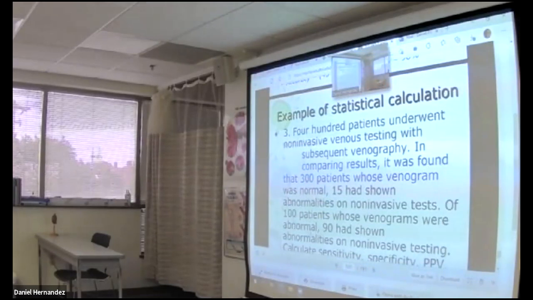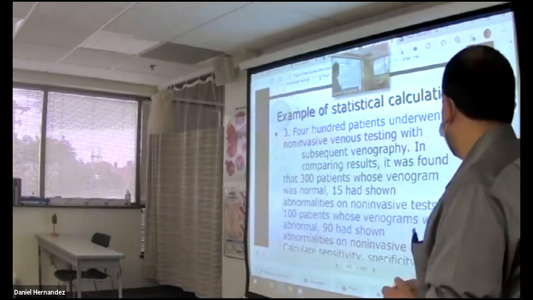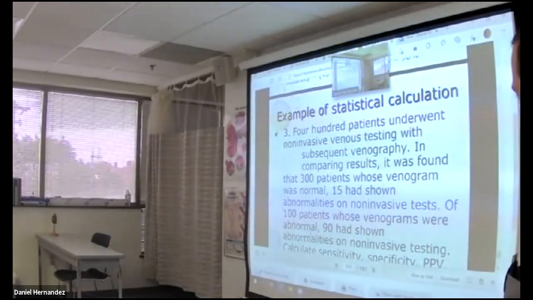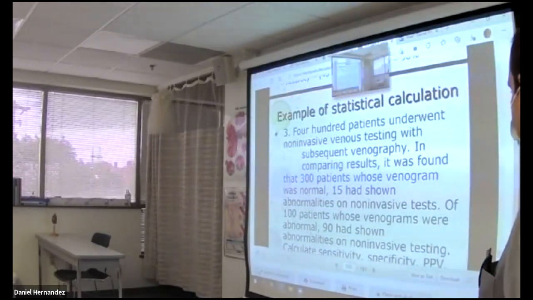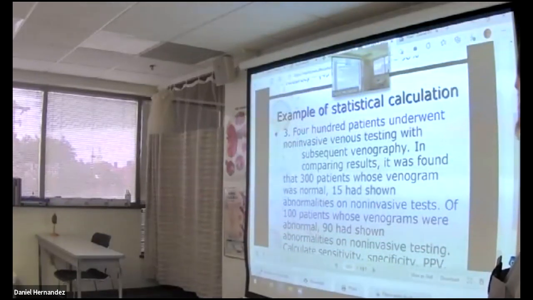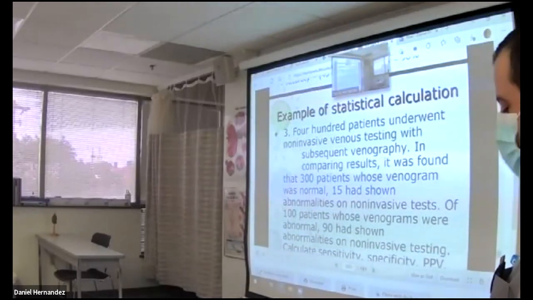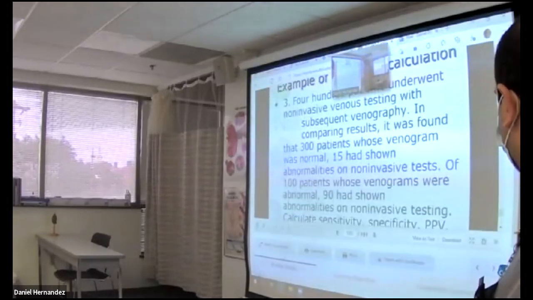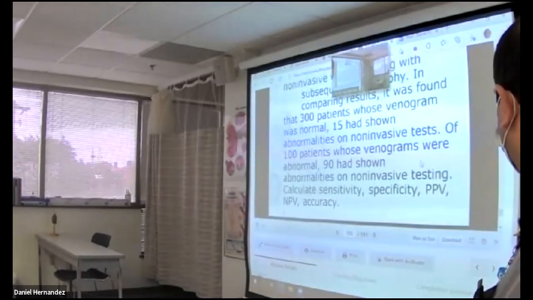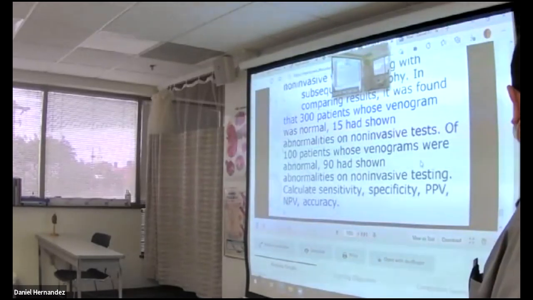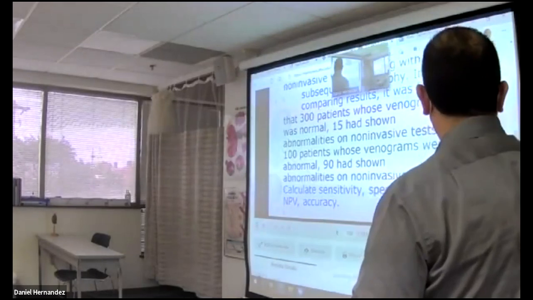They're false positive. 100 patients from venogram. God, I'm confusing myself. So of the 100 patients whose venograms were abnormal, 90 showed abnormal. True positive. Yeah, true positive, 100. That's true positive. 90 whoever true positive.